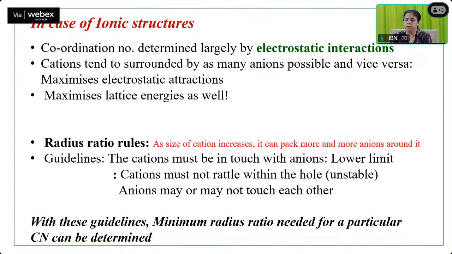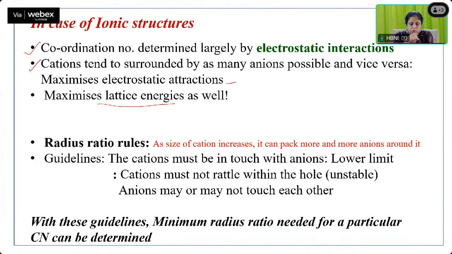Coordination number is determined largely by electrostatic interaction, whether attraction or repulsion, that optimizes the number of surrounding ions. Cations tend to be surrounded by as many anions as possible and vice versa. Of course, the same thing has been repeated. And why? This optimum electrostatic interaction maximizes the lattice energies.